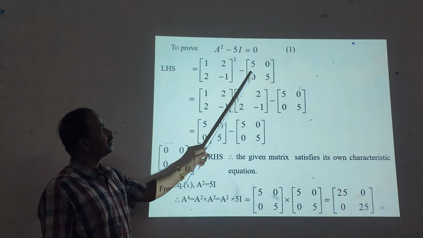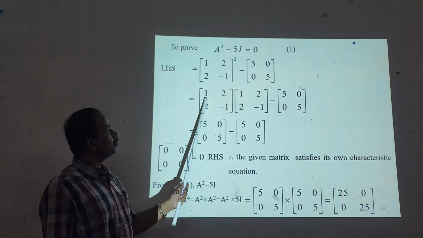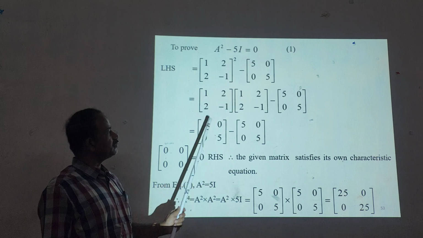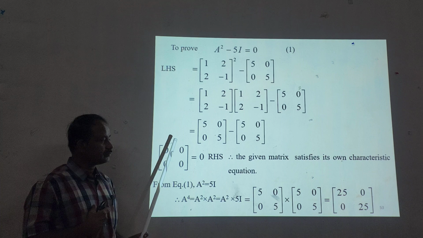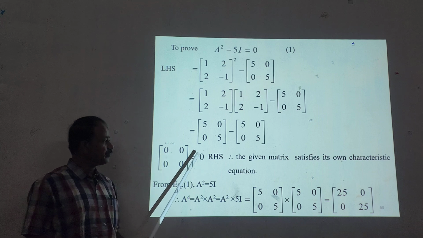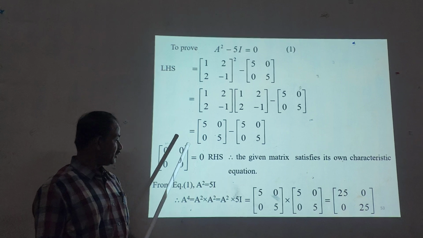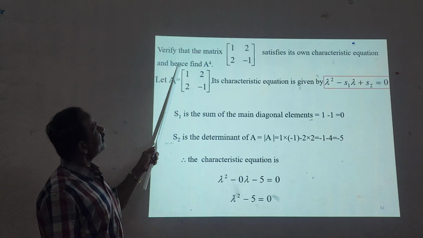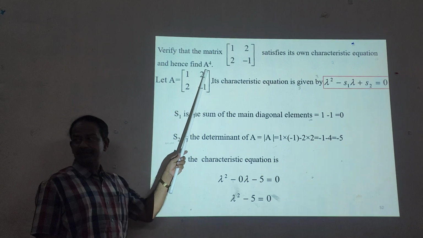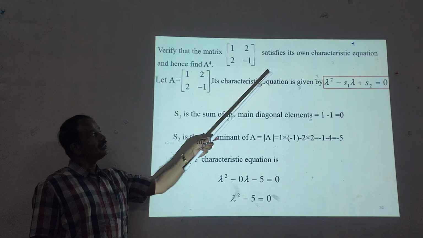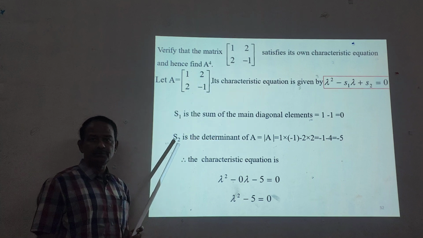So your A squared is there, minus 5I. A multiplied by A minus 5I, that will give you the matrix 5 0 0 5 minus 5 0 0 5. The answer is 0. This is nothing but your right hand side. So the given matrix satisfies its own characteristic equation. Now what is another question? And hence find A to the power 4. So we are going to find out A to the power 4. The first one is whether it satisfies its own characteristic equation or not. The second one is A to the power 4.